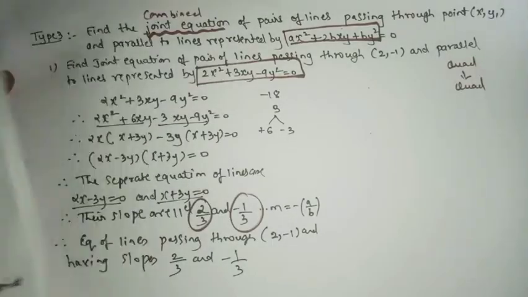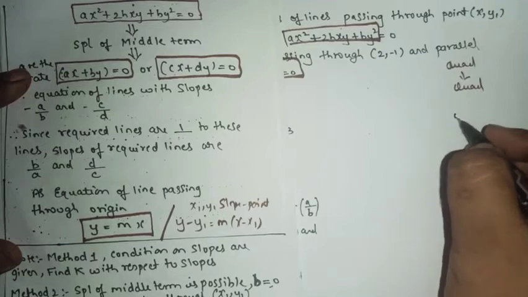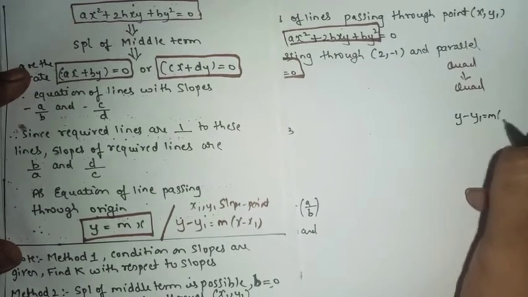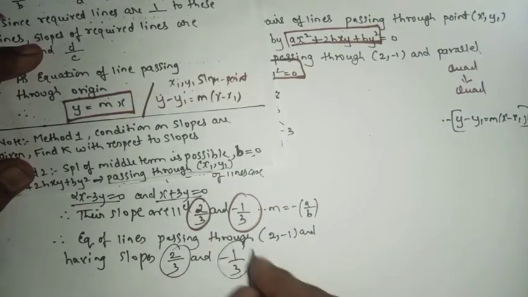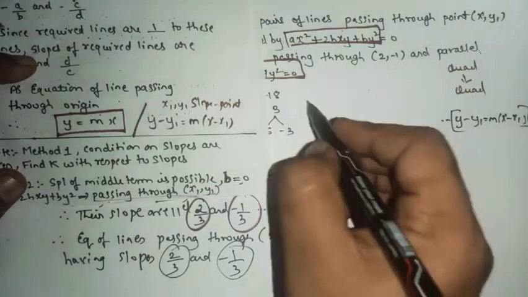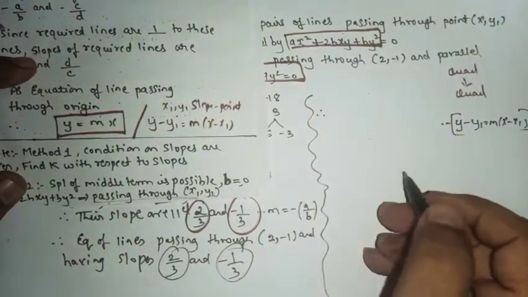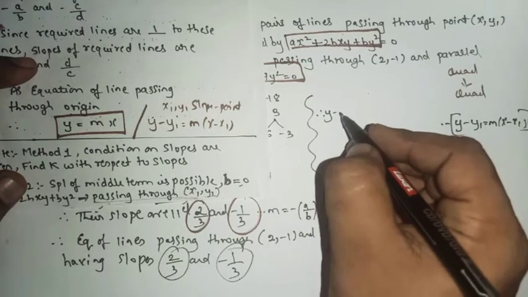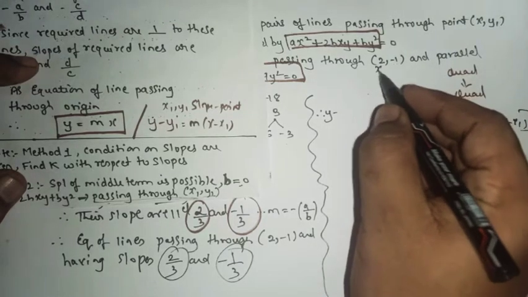Okay, so now listen here. So when it is passing through a point, you will apply which formula? y minus y1 equals to m into x minus x1. Yes or no? Here we have two slopes, so you will apply this formula 2 times. Yes or no? So now, therefore, y minus y1, what is it? This is x1 and this is y1.